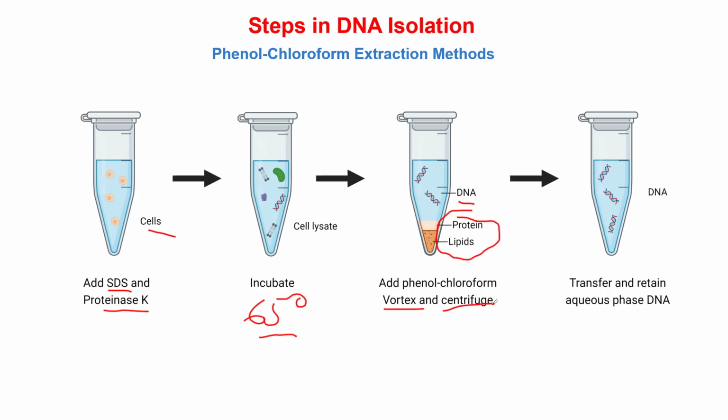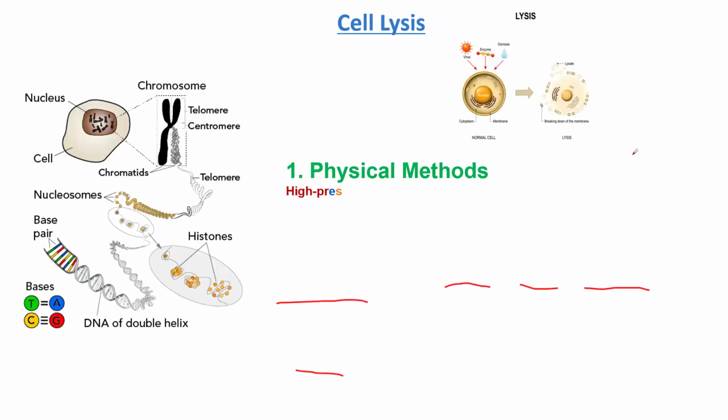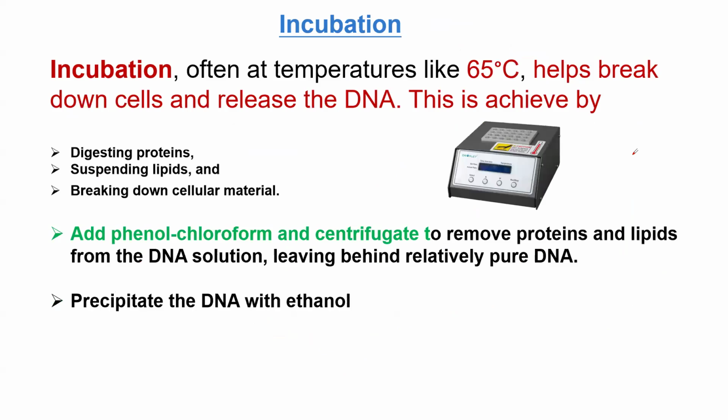The next thing is we elute: we take the DNA into another fresh tube. After you do that, you wash your DNA with ethanol, and then you suspend the DNA with Tris-EDTA buffer. So this is briefly on this, ladies and gentlemen. But it's not all.